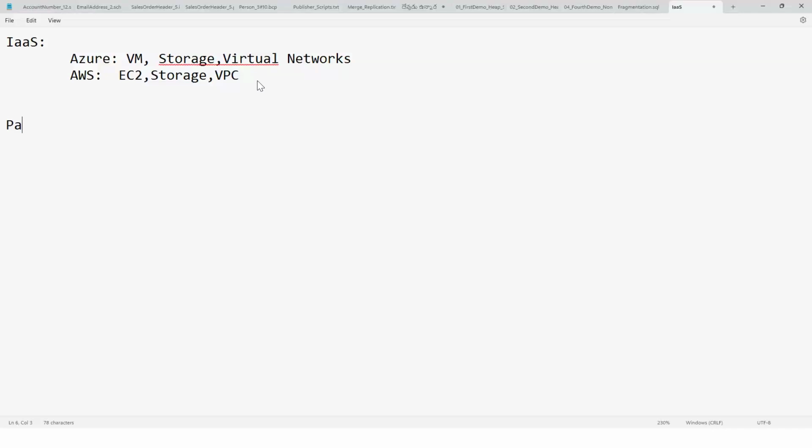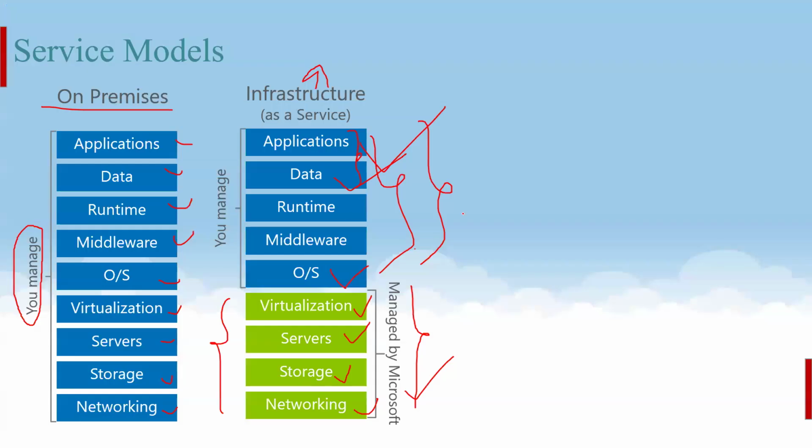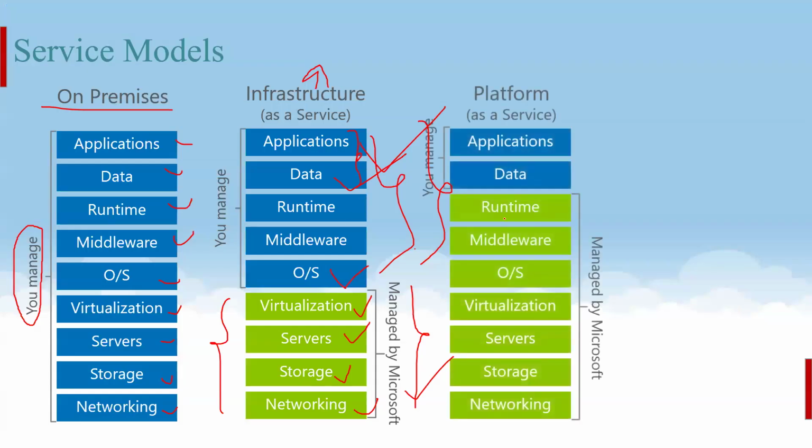Now, let's go for PaaS. Most of the services will fall under the PaaS platform, sir. So what are the services that will fall under the PaaS platform? First, network, storage, servers, virtualization, OS, middleware, and runtime will all be taken care of by your cloud provider. Only your focus will be application and data. You need not worry about anything, sir. You just need to focus on what data you are going to store and what type of application it is.